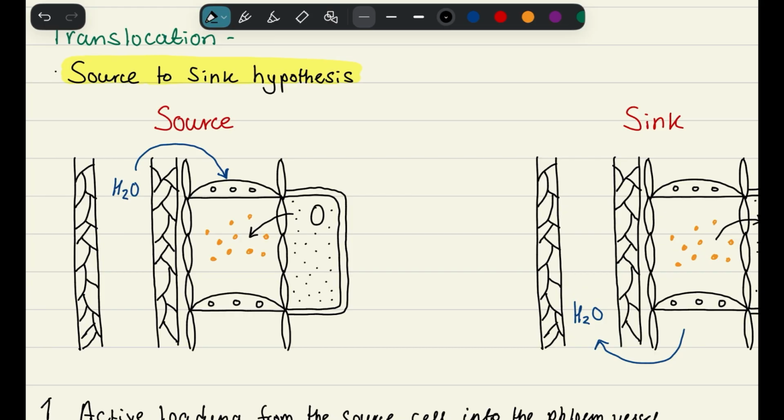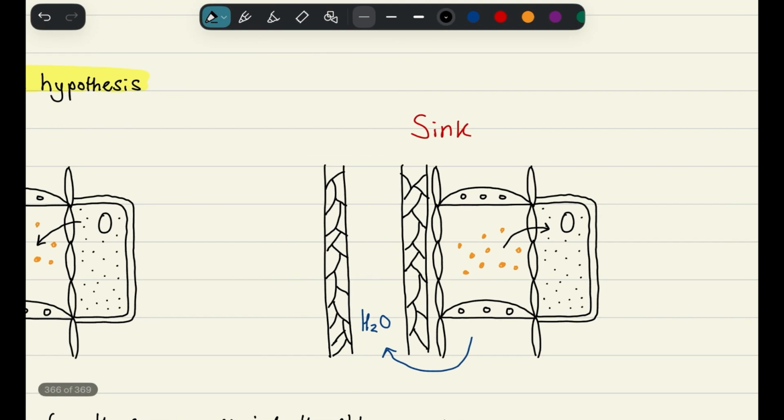Now, what did we say? We were always talking about pressure gradients. So if we have a high pressure at the source, higher than at the sink, then by mass flow, the phloem contents are going to flow towards the sink. Cool. Now at the sink, we have active unloading. So at the source, active loading of the sucrose into the sieve tube element. At the sink, active unloading of the sucrose into the sink cell. And this is when the sink cell is going to use it for whatever metabolic function it needs to do.